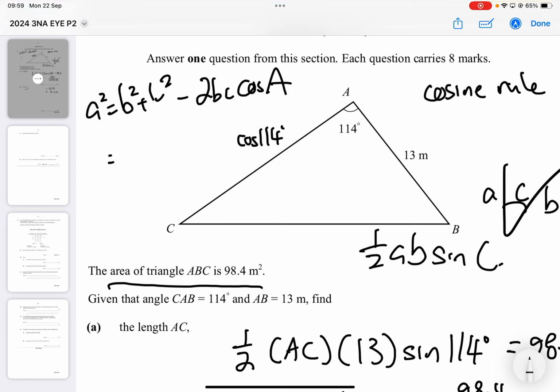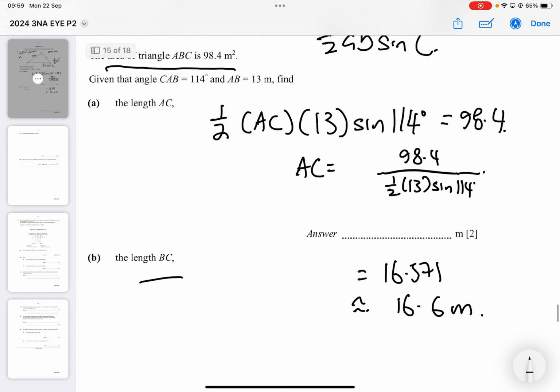Then my B and C, they are the two sides. Definitely B and C must be the two sides because A must be opposite here. So my small a definitely must be BC. Then the other B and C, they can be anyhow as long as it's these two sides. One is 13, one is 16.571.